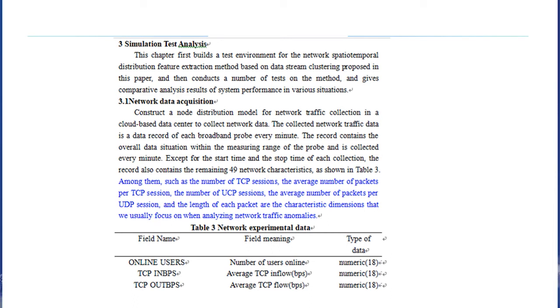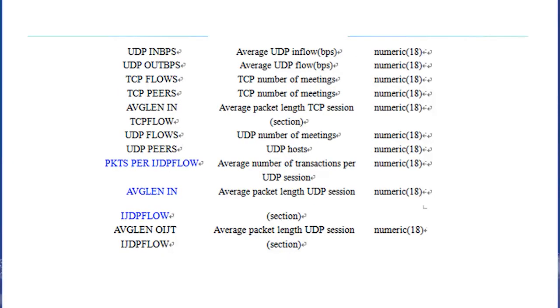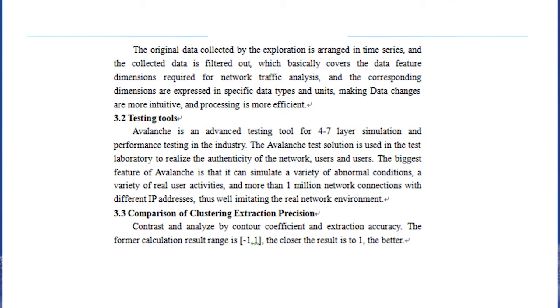Among them, the number of TCP sessions, the average number of packets per TCP session, the number of UDP sessions, the average number of packets per UDP session, and the length of each packet are the characteristic dimensions that we usually focus on when analyzing network traffic anomalies. The original data collected is arranged in time series, and the collected data is filtered, which basically covers the data feature dimensions required for network traffic analysis, and the corresponding dimensions are expressed in specific data types and units, making data changes more intuitive, and processing more efficient.